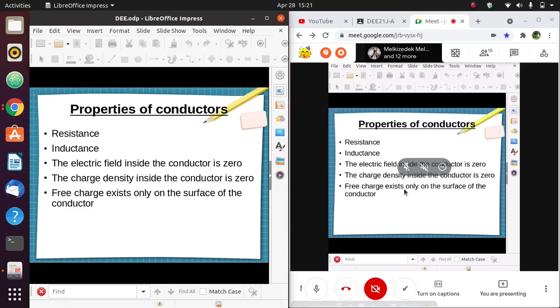Now, free charge only exists on the surface. Because there is no charge density in the conductor, kwa sababu the electrons are repelling each other because they are negatively charged, zita move sana sana towards the edge ama the surface of the conductor. So the charge in that conductor is usually found on the surface, what we've termed as skin effect. So those are basic properties of conductors.